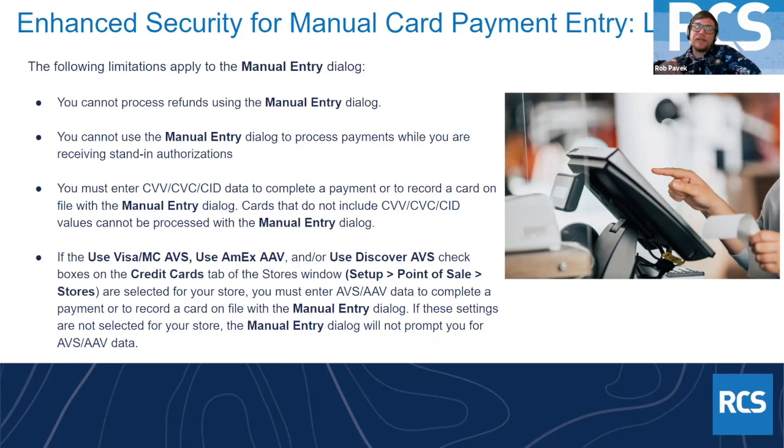If you have checked in the point of sale stores credit cards tab Visa MC AVS, American Express AAV, or any Discover AVS checked, then it will be required for you to input that information when you're using this module. If they are not selected for your store, you'll just have the basic expiration date, CVV, and then obviously the card number. All right, so those are the things you cannot do with this manual card entry.